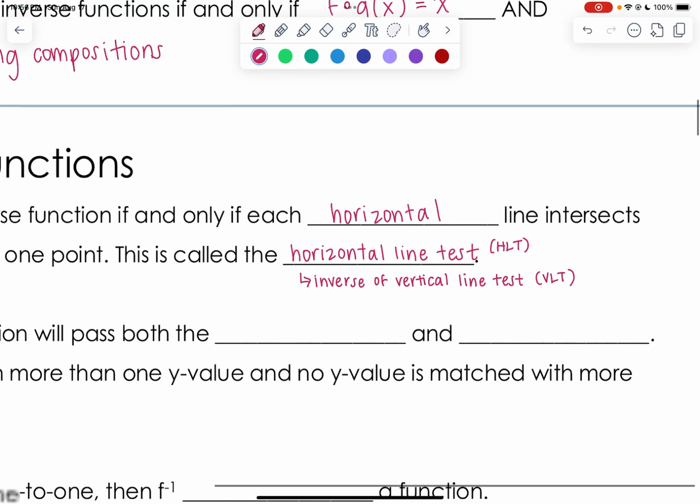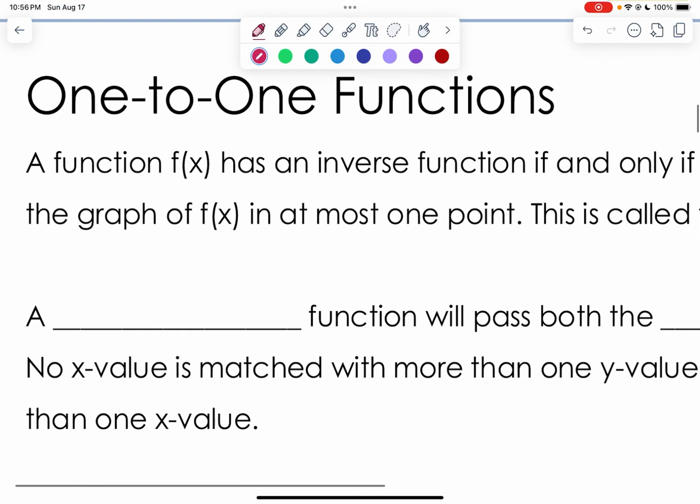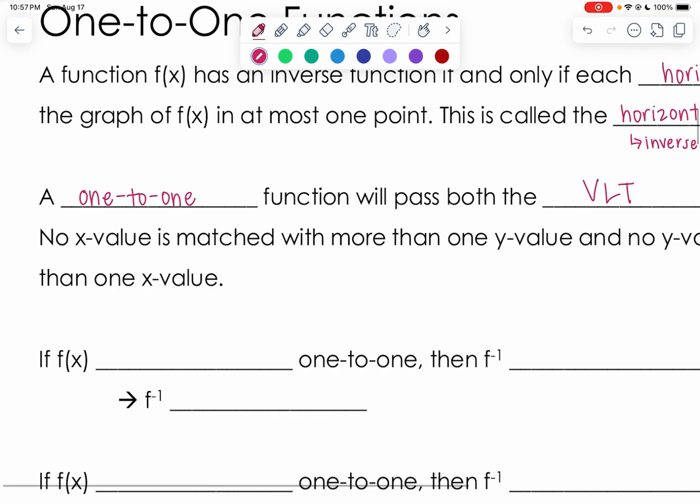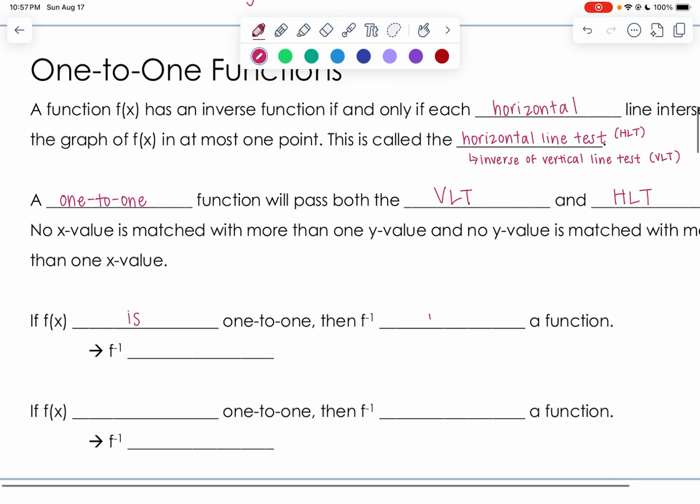Now, a one-to-one function will pass both the vertical line test and the horizontal line test, and that's because no x value is matched with more than one y value and no y value is matched with more than one x value. And we'll do an example of that here in just a moment. Just know that if f of x is one-to-one, then your inverse is a function, meaning that your inverse exists.